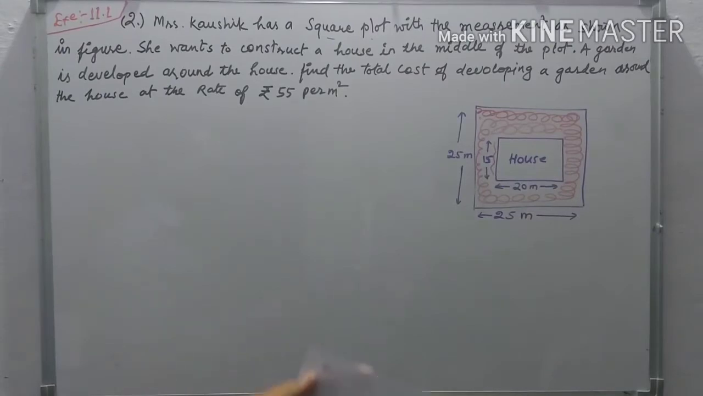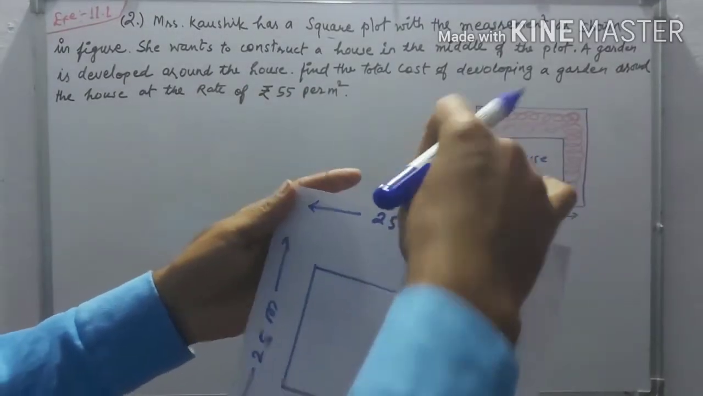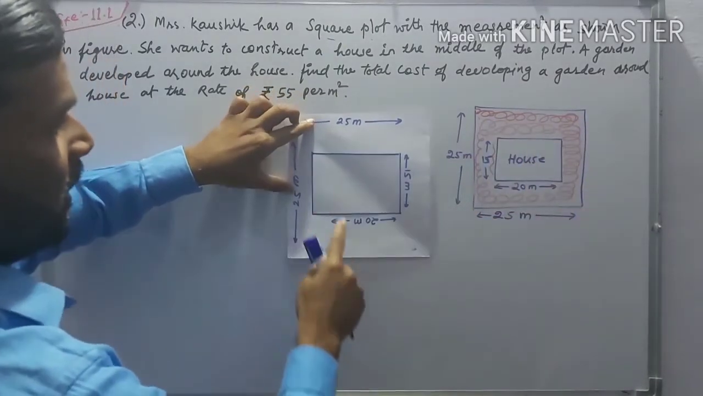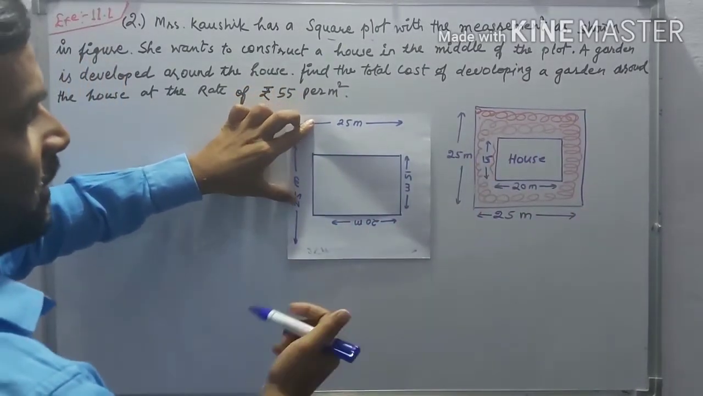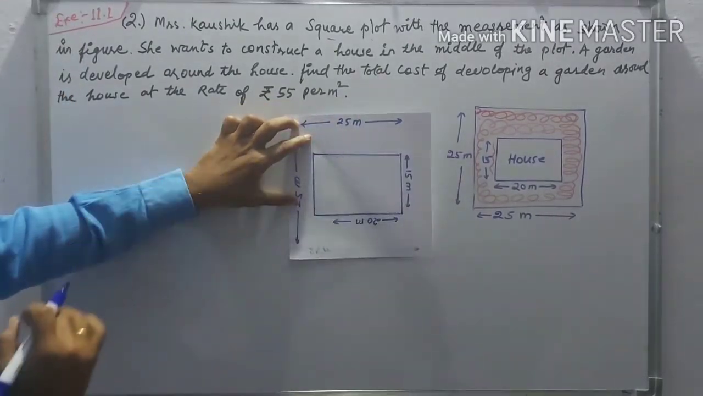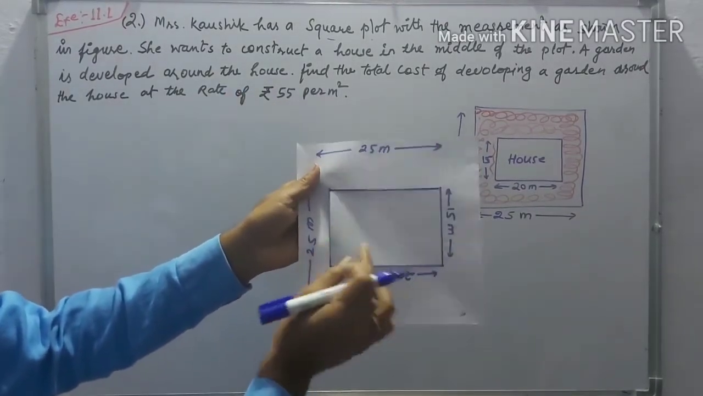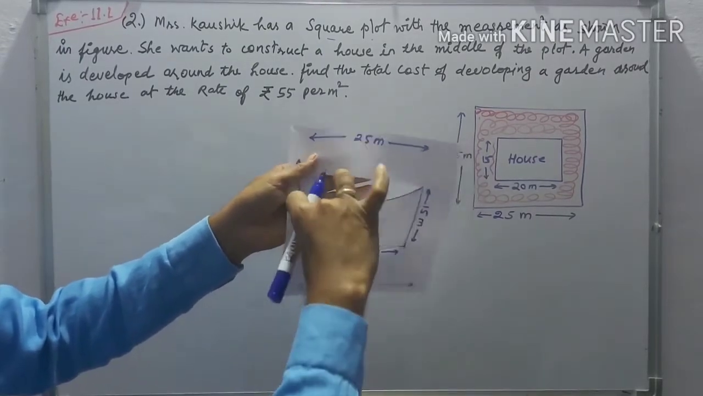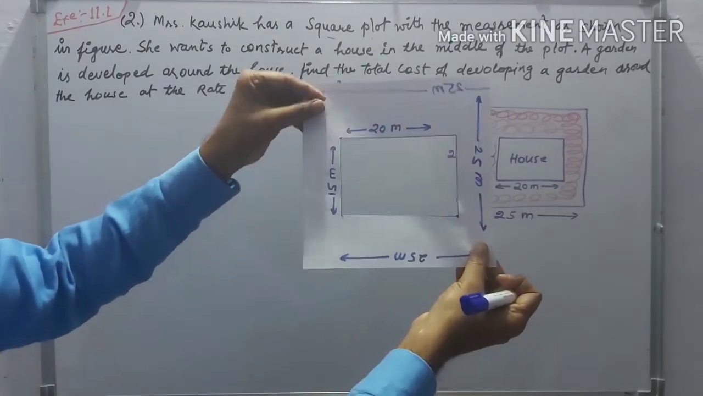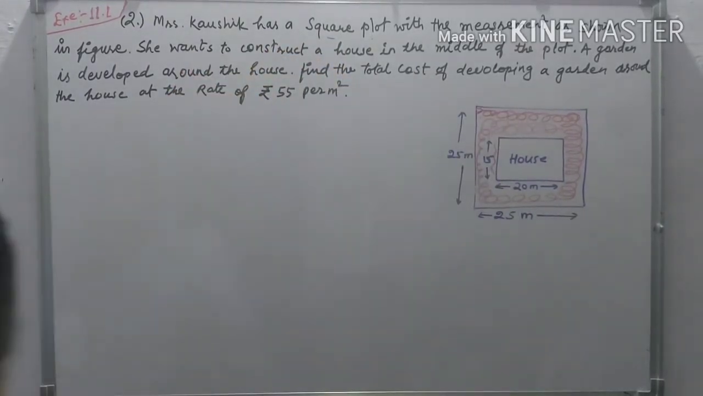Which type of area to find? Look at this: this is the area of the garden part, and the middle part is the house. So first you find the area of the full square, and minus the area of the house. That is the remaining part, the area of the garden. So this type of solution you have seen.